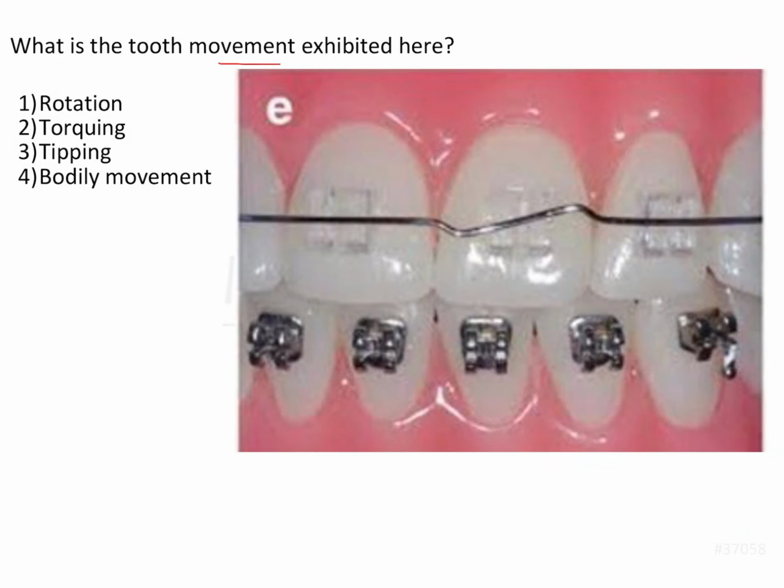What is the tooth movement that is being exhibited here? In this image, what we see is that there is a bend which is given in the wire. Okay, and they're asking us what is the tooth movement that is going to be expressed by this bend.